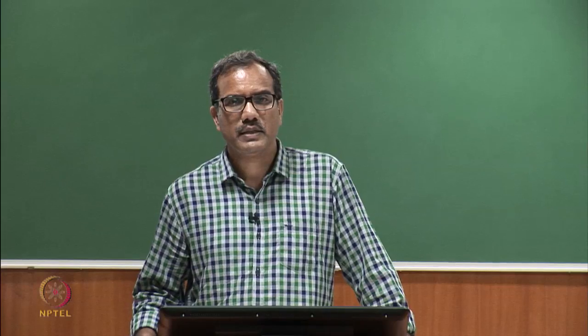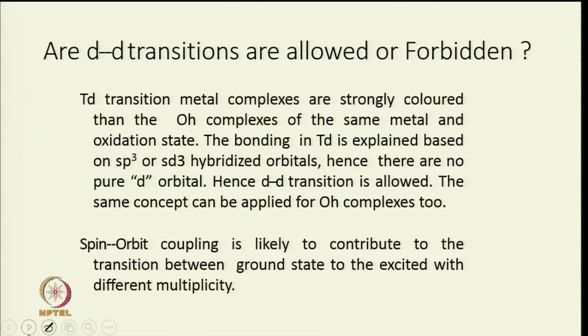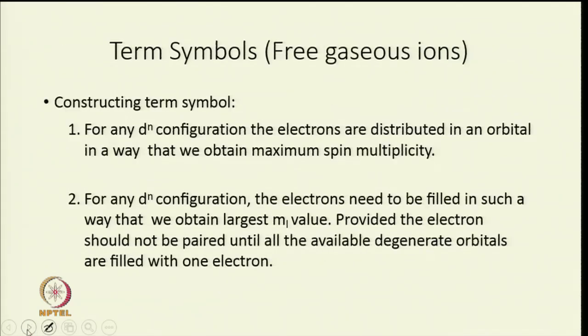Tetrahedral transition metal complexes are more strongly colored than octahedral complexes of the same metal and oxidation state, and bonding in tetrahedral complexes can be explained based on sp3 hybridized orbitals. They are not pure d orbitals, hence d-d transition is allowed. In fact, in octahedral complexes there is also mixing of hybridized orbitals, and so d-d transition is allowed. Spin orbit coupling is likely to contribute to transitions between the ground state and an excited state with different multiplicity.